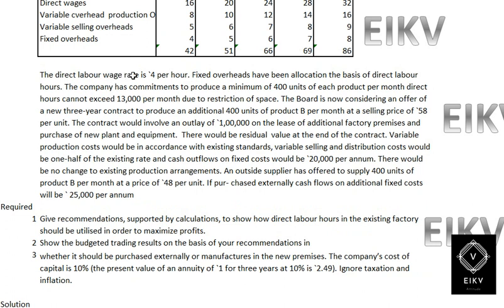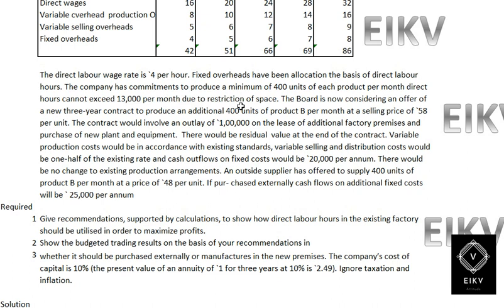Going ahead, the direct wage rate is 4 per hour. Fixed overhead has been allocated on the basis of direct labor hour. The company has a commitment to produce a minimum of 400 units of each product per month. Direct labor hours cannot exceed 30,000 per month.